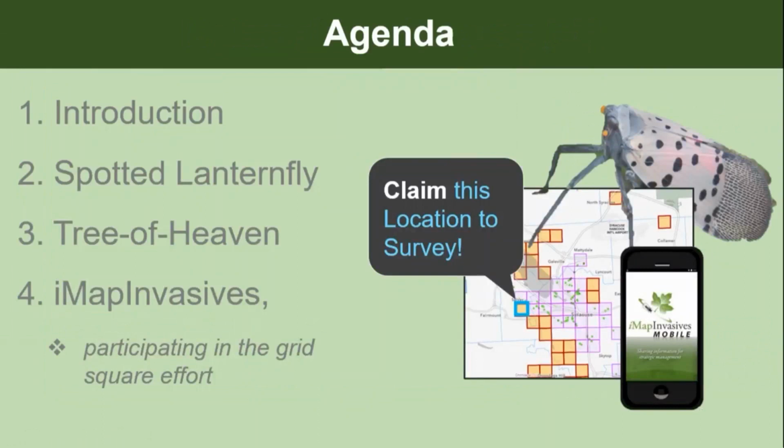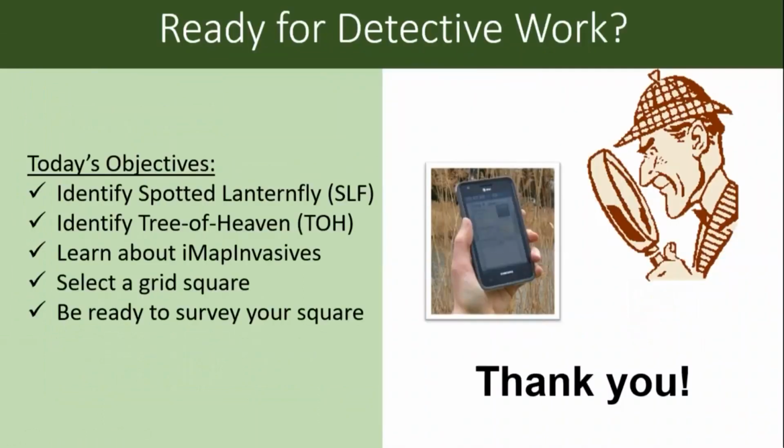And so that was all the content of this webinar. So you learned about Tree of Heaven and Spotted Lanternfly and iMapInvasives, and how to participate. And so now I just have some wrap up, and then I saw that there are a couple questions that we'll go through. So hopefully you're all ready for some detective work.